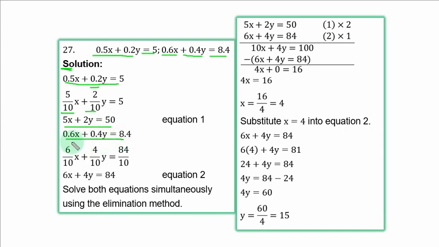For the second equation, you have 0.6s to be 6 over 10 s. 0.4y becomes 4 over 10 y, and 8.4 becomes 84 over 10. Multiply through by 10 to clear fractions. You have 6s plus 4y equal to 84. That is equation 2. Solve both equations simultaneously using the elimination method.